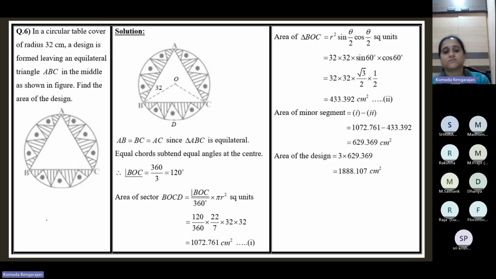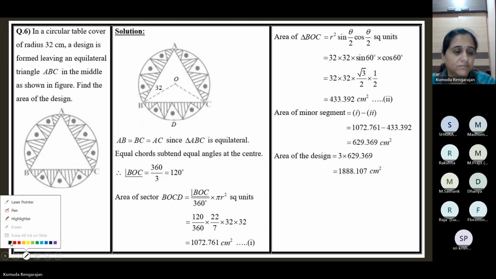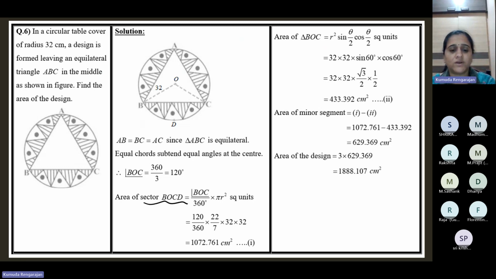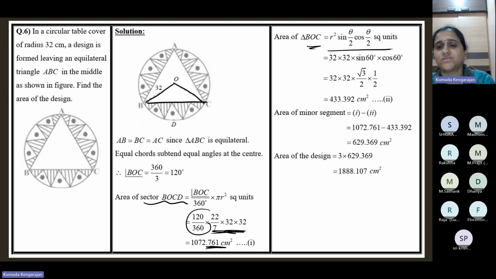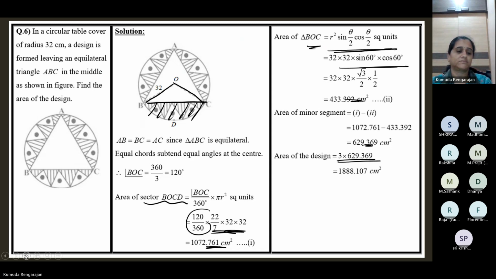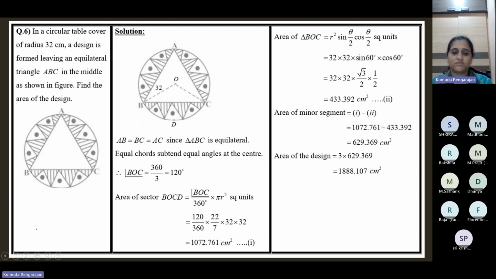This idea is what you see here. You can see I found the area of the sector, 120 by 360 into pi r square. Then the area of the triangle BOC, r square sine theta by 2 cos theta by 2. Then the area of the minor segment. Minor segment is this design. This one is 1 minus 2. Then the area of the design will be 3 into that answer. Is what is here.